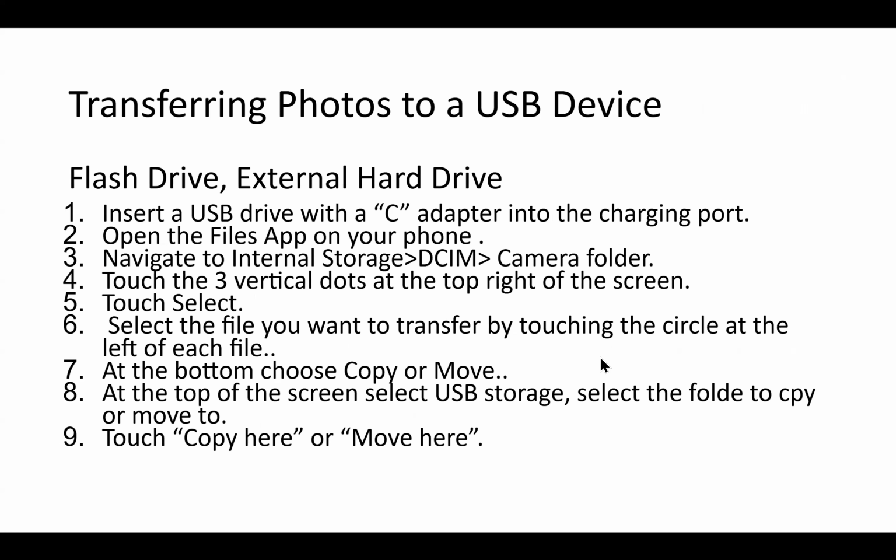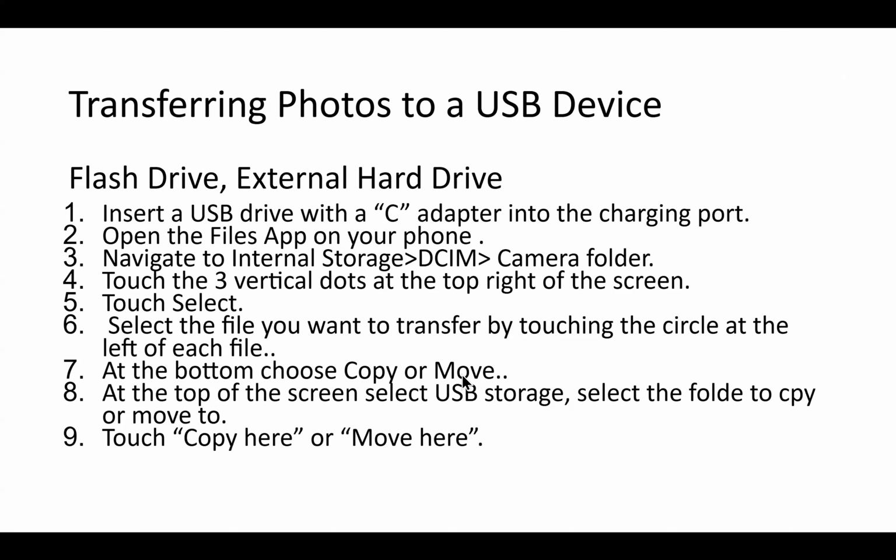Using a USB device, you insert the USB drive into your USB-C adapter, open your file app on your phone, navigate to your internal storage and then to your camera folder, and touch the 3 vertical dots at the top right of the screen and hit select, and it'll allow you to select all the photos that you want to move. At the bottom, you're going to choose to copy or move them.